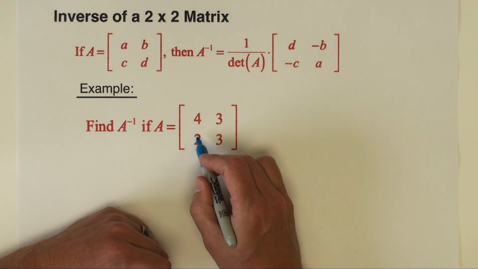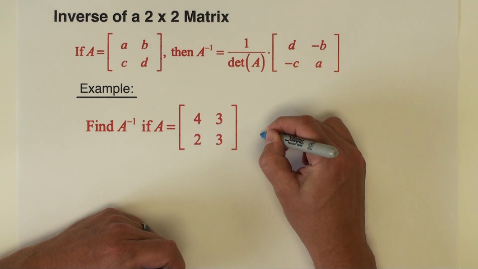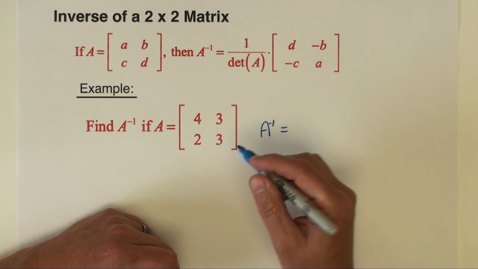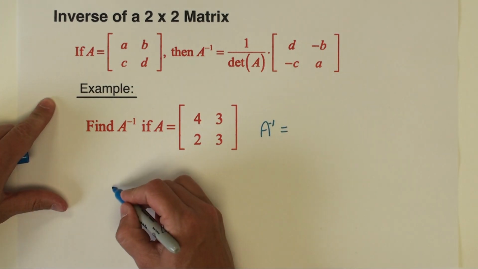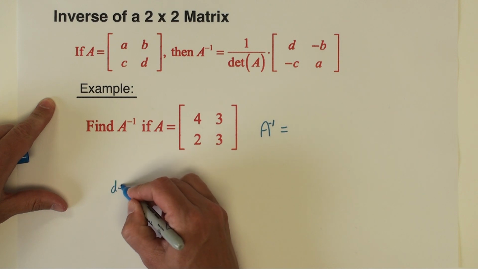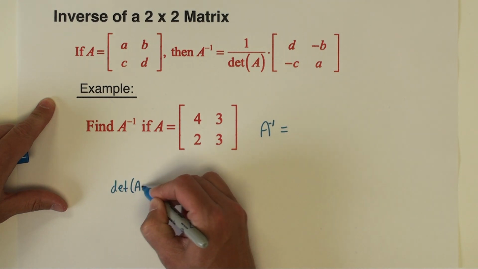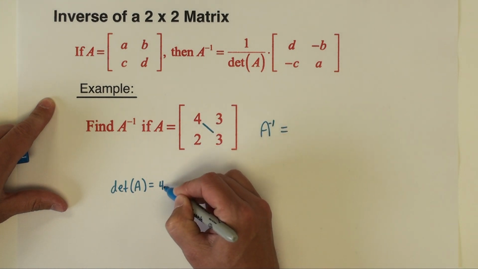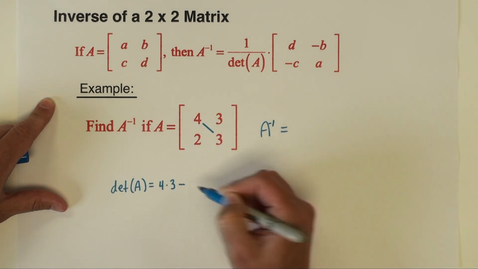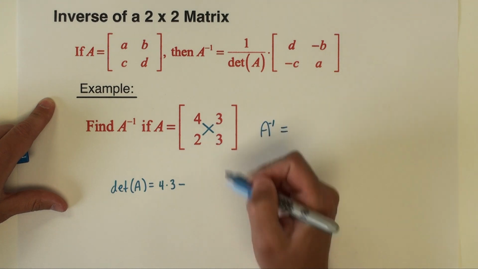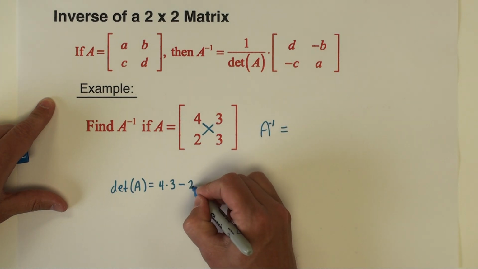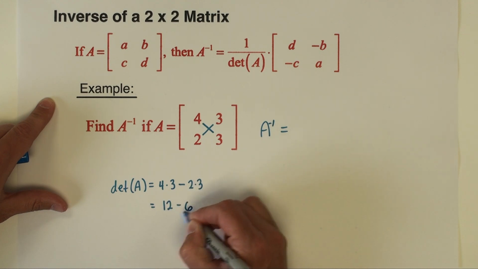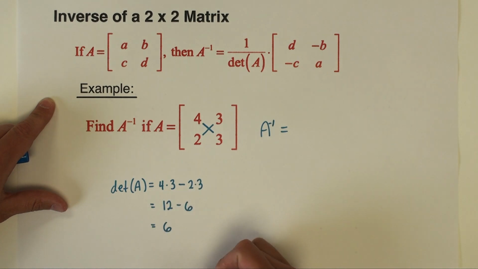We've got matrix A, we want to find A inverse. So first thing is I need to figure out the determinant of the matrix. Let's do that as kind of scratch work here. The determinant of matrix A is going to be the numbers on this diagonal, their product minus the product of that diagonal. So that's going to be 12 minus 6, which is 6.